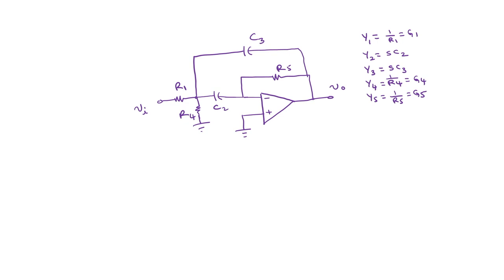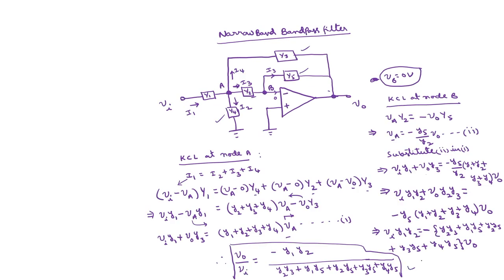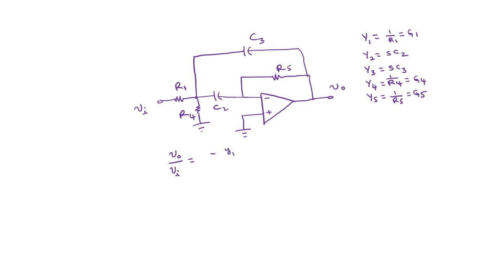If I substitute these values in this transfer function V0 by Vi, this is equal to minus of y1 y2 divided by y2 y3 plus y1 y5, y2 y5, y3 y5, y4 y5.